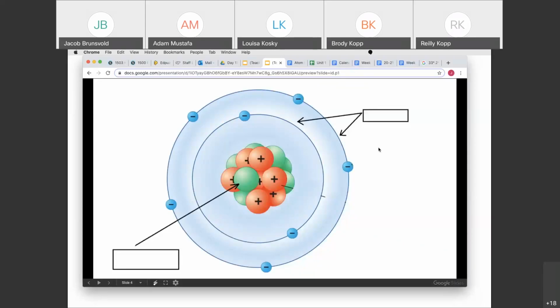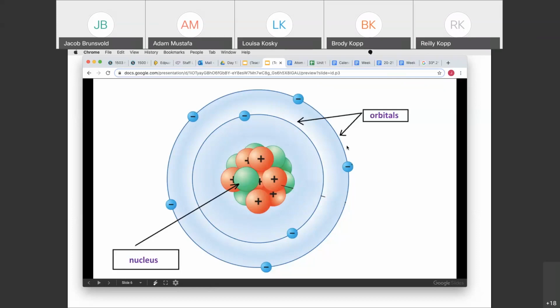Go ahead and draw this diagram. Okay, so hopefully that's enough time for everyone to draw this. Note that this center part is called the nucleus of the atom. These outside rings are called the orbitals.